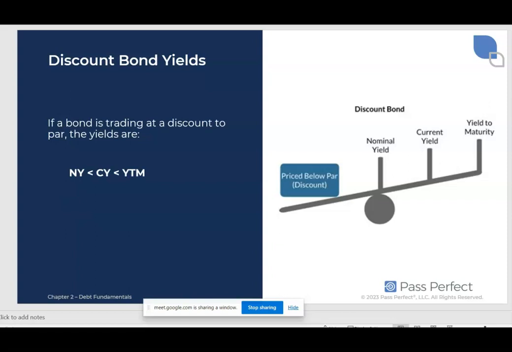This shows us the nominal yield in the center, which is the fulcrum of the seesaw, the part in the middle that never moves. So the nominal yield in the center stays the same. The current yield goes up, and the yield to maturity, when the bond is held all the way to the end, goes up even more than that.